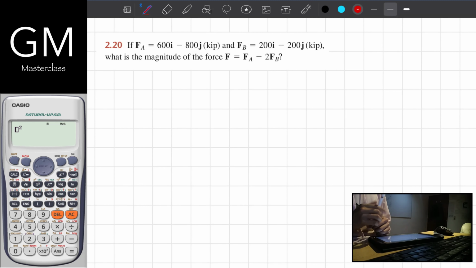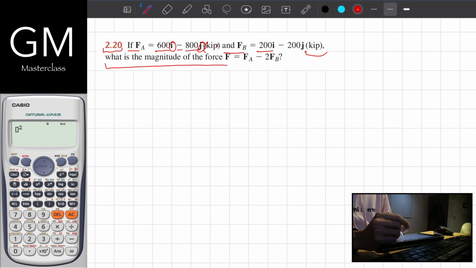We will solve the following exercise. The exercise is number 2.20. If FA is equal to 600 units in the I direction, minus 800 units in the J direction, and this is in kips, and FB is equal to 200 in the I direction minus 200 in the J direction, also in kips, what is the magnitude of the force F equal to FA minus 2 times FB?